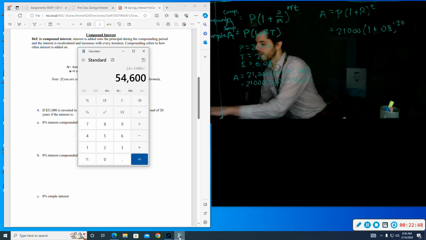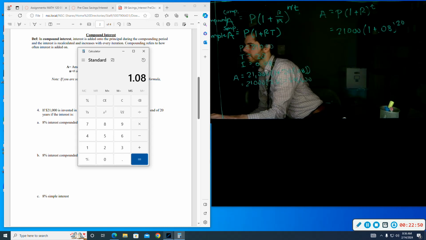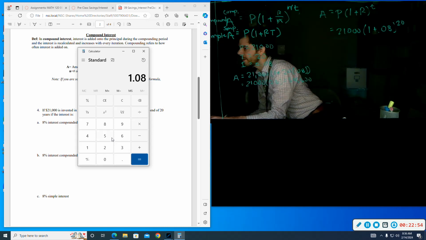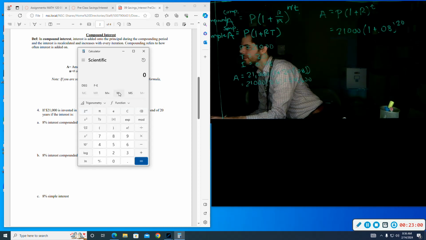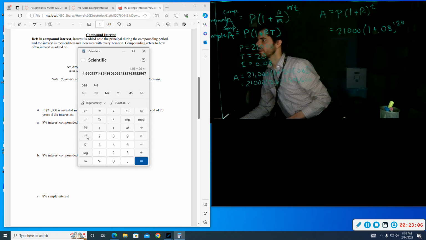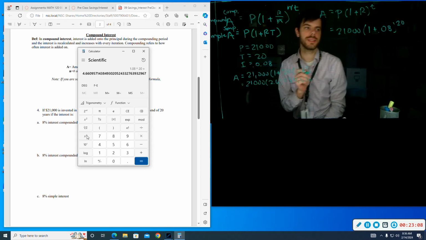So I can plug that in, 1.08. I'm going to raise that to the 20th power. Let's see how I do that. Do they have that here? Not on this calculator. Let's go to scientific. 1.08 raised to the 20th power. That gives me 4.66.